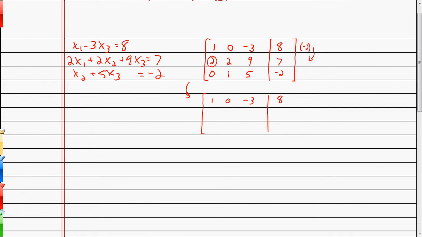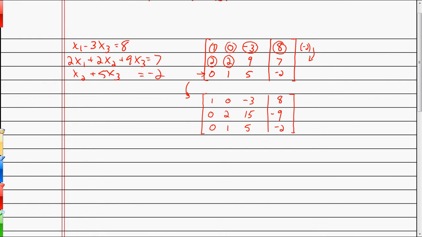And so I'm going to have negative 2 times 1 plus 2 is 0. Negative 2 times 0 is 0 plus 2 is 2. Negative 2 times negative 3 is 6 plus 9 is 15. Negative 2 times 8 is negative 16 plus 7 is negative 9. And then I already have a 0 down here on my third row, first column, so that's good. I'm just going to copy it down. 0, 1, 5, negative 2.